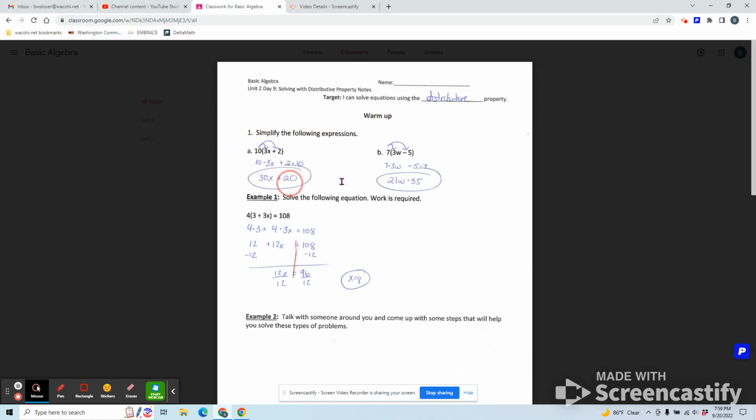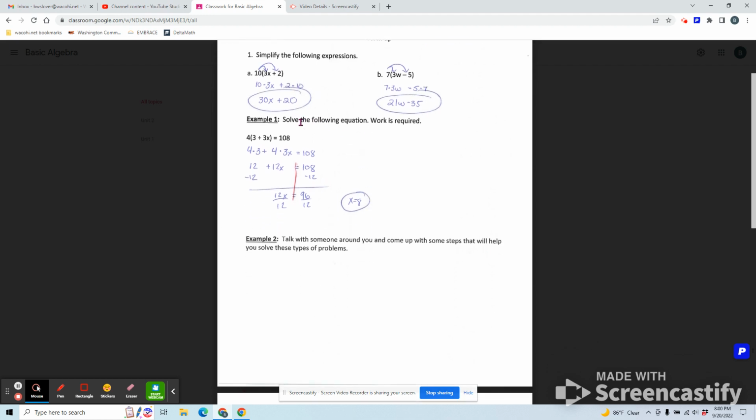This warm-up right here is just to refresh your memory on what the distributive property is. You're not actually solving anything. It says simplify the following expressions. So we're just distributing in letter A a 10 and in letter B a 7. And these are not like terms. 30x plus 20. After I distributed the 10, I get 30x. After I distribute the 10 to the 2, I get 20. These are not like terms. 30x and 20 are not like terms. This 30x term has a variable. The 20 does not. So they are not like terms.